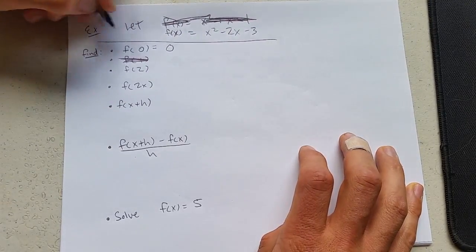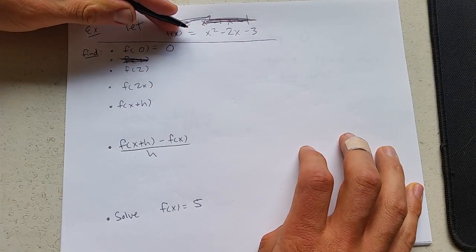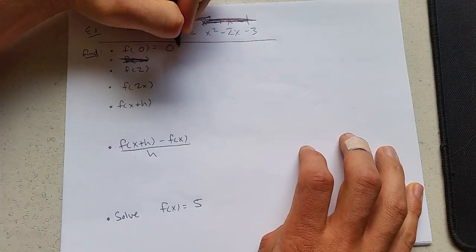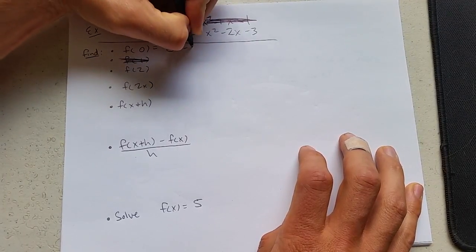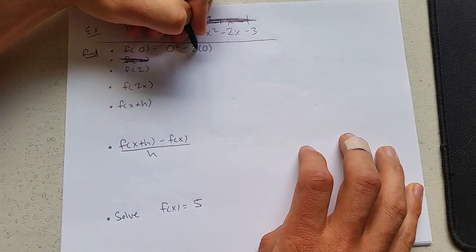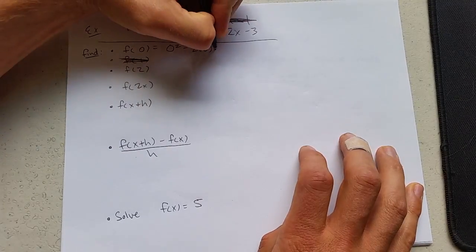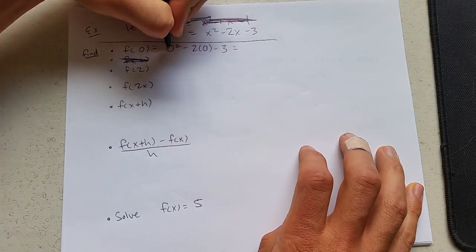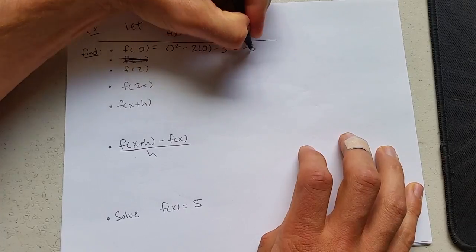So this is the original problem here. F of x is x squared minus 2x minus 3. We're plugging in 0 for x. I like to use parentheses for multiplication. We have 0 minus 3 is negative 3.